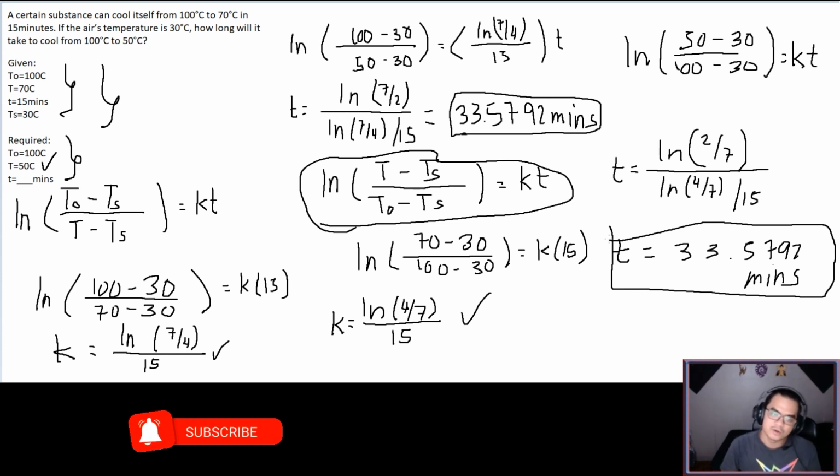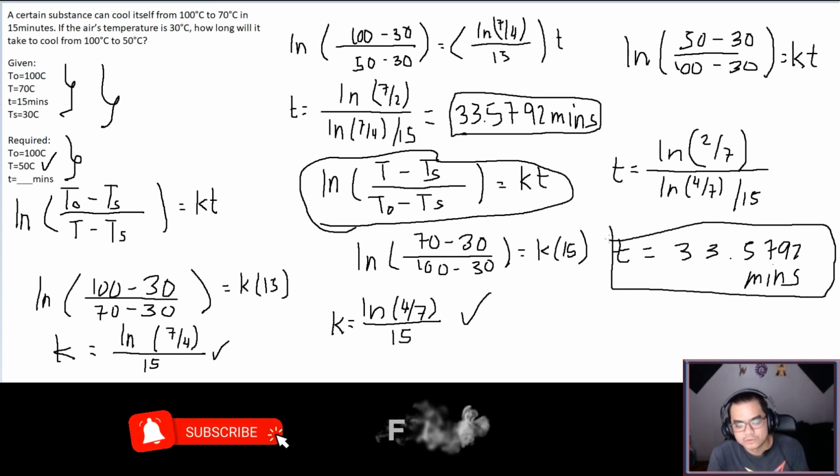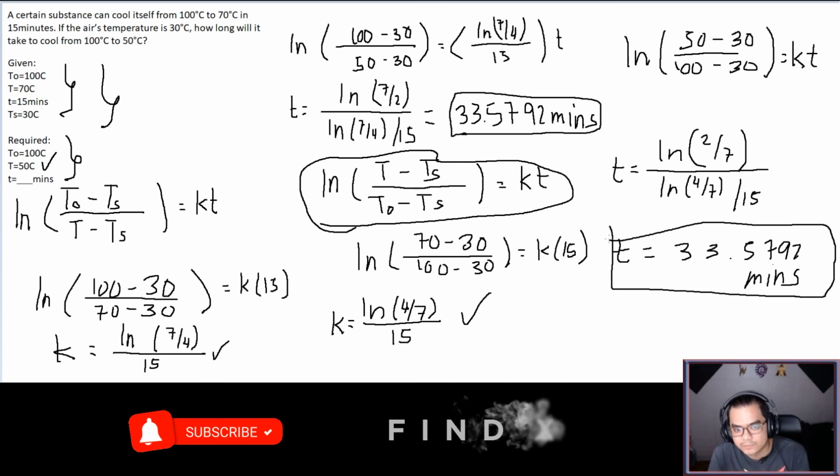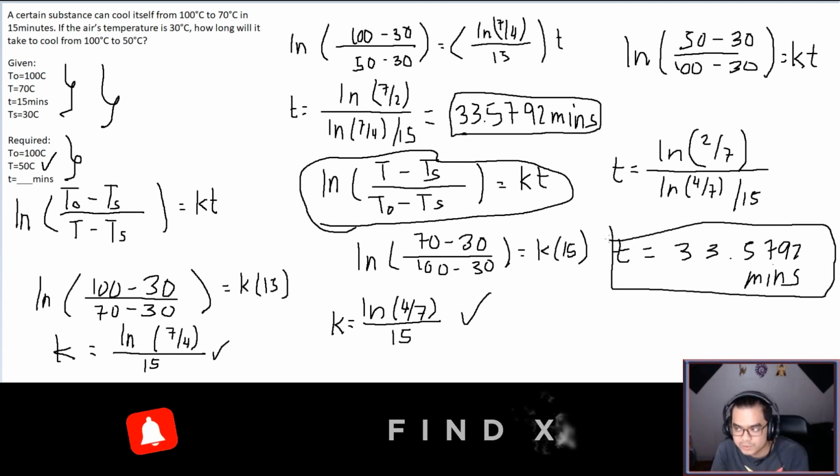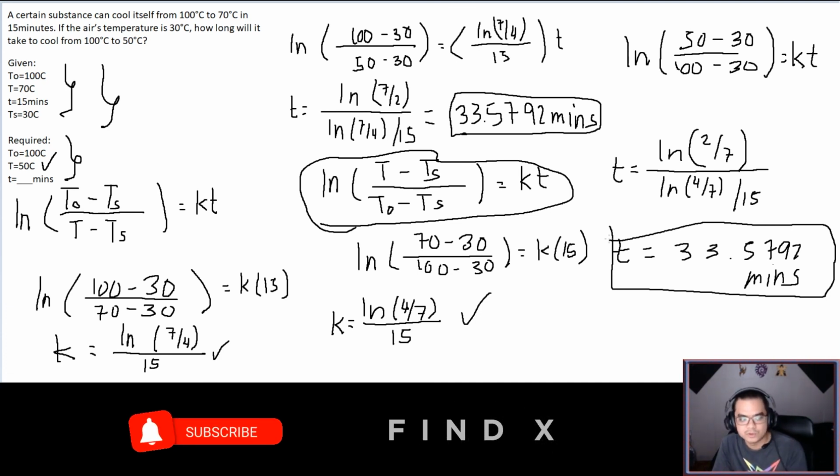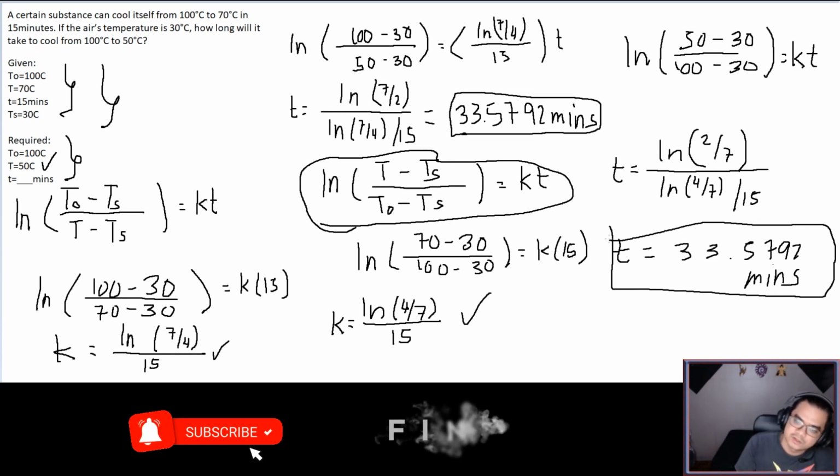So I hope you were able to get my point that it's okay if you interchange the T and T0 positioning on the formula, and all you need to do is be consistent in using that. Whichever formula you use, you have to be consistent using it to the end.